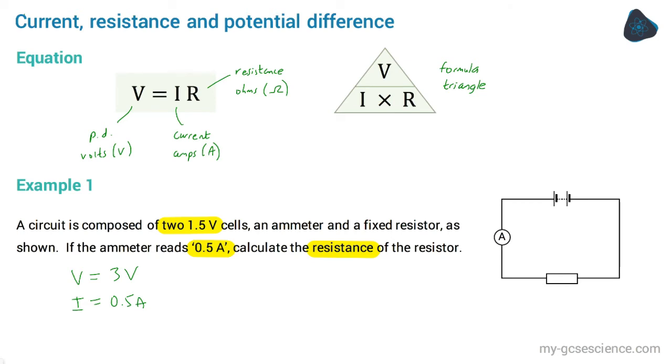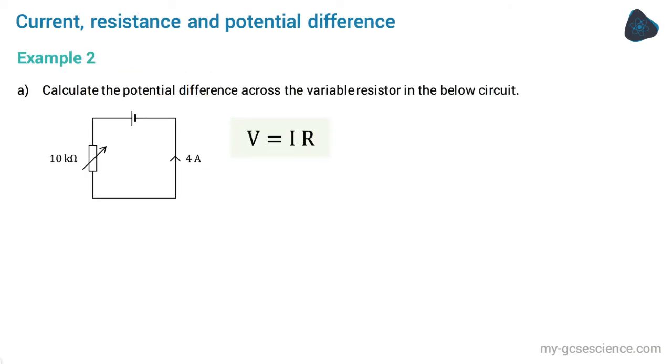Right, having done all that, we're looking for the resistance now. So all we need to do is use V equals IR. Therefore, R equals V divided by I, which equals 3 divided by 0.5, which equals 6 ohms. Easy peasy. Let's go on to a slightly trickier question next. All right, on to example two.